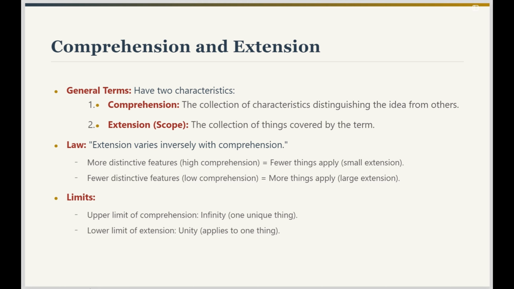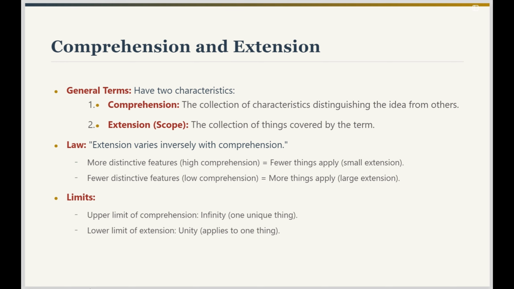Now, let's get quantitative about these general terms. Imagine you're defining triangle. What makes it a triangle? 3 sides, 3 angles, interior angles sum to 180 degrees. That's its comprehension, the set of features that make it distinct. Its extension is all the triangles that exist or could exist. Here's the cool bit, the inverse relationship. The more specific and detailed your definition, high comprehension, the fewer things will actually fit that definition, small extension.